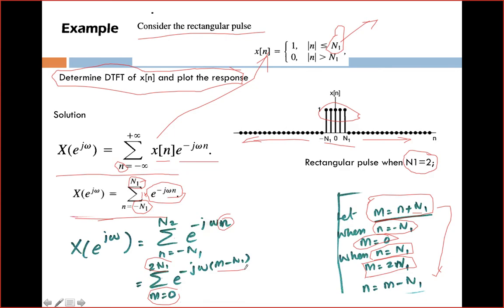So I have a range of summation from minus n1 to plus n1. It is not n2, this is n1, okay? Now I am going to change the range of n value by simple substitution.